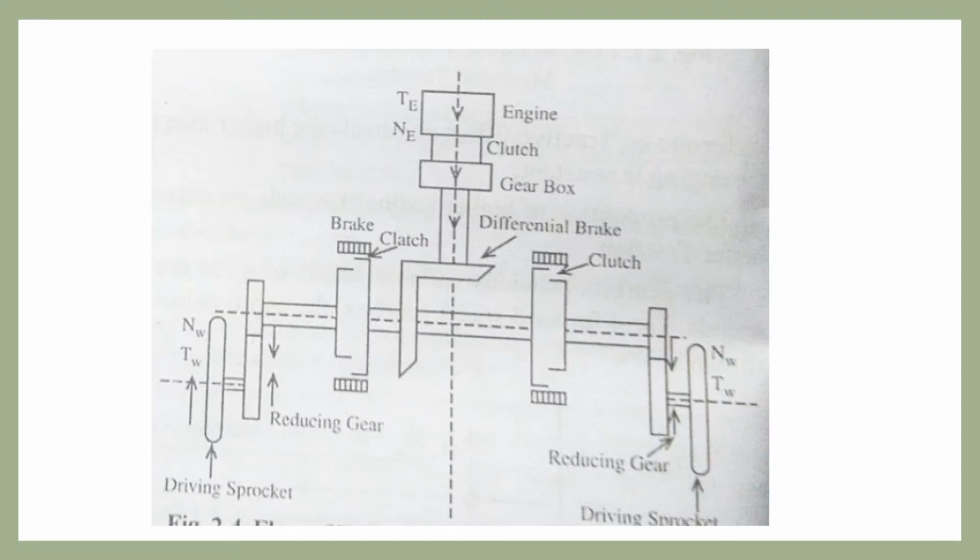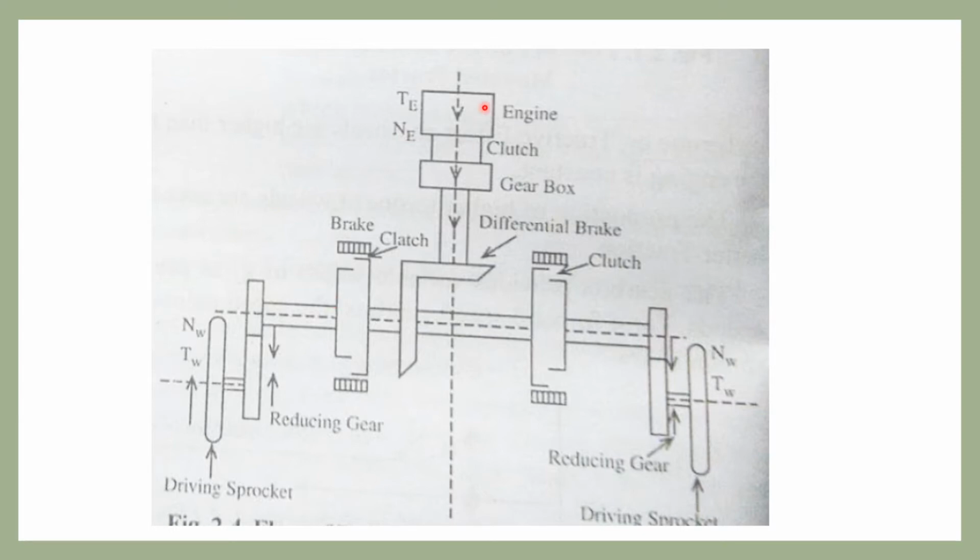Here is the picture of the flow of the power for the crawler mounted tractor. This one is the engine section, this is the clutch, this is the gearbox section, here is the differential section, and here is another clutch, here is the reduction gear, the axle section, and this is the wheel. Here TE denotes the torque of the engine and NE denotes the speed of the engine, and NW denotes the speed of the wheel and TW denotes the torque of the wheel. So this is the power flow picture of a crawler mounted tractor.